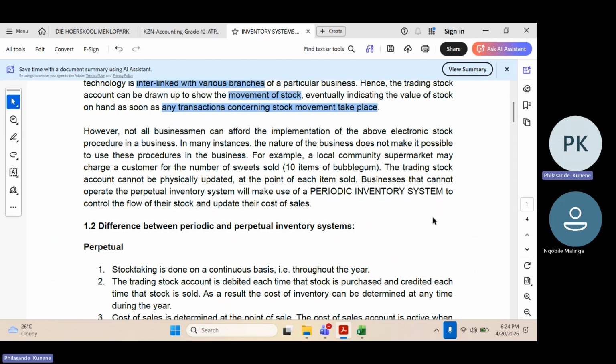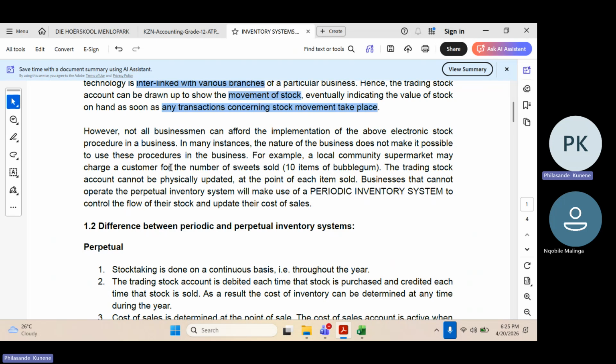As soon as stock moves there at the till, it is recorded and updated, saying okay, we had 100 loaves of bread, now 20 have been sold. You don't need to count by hand, the system will tell you. It is going to indicate how much inventory, or how much trading stock, is left.